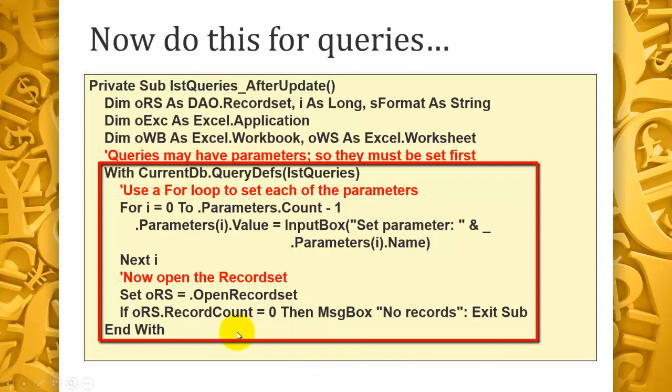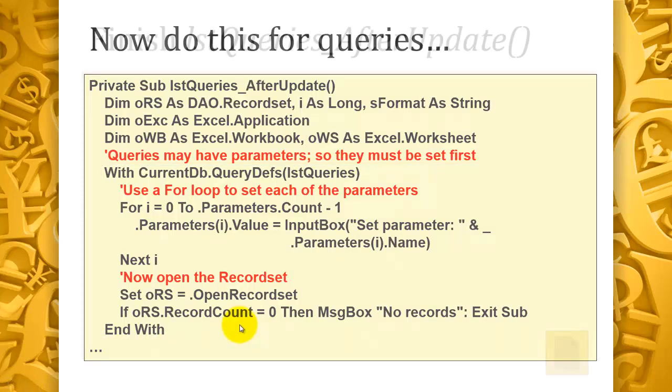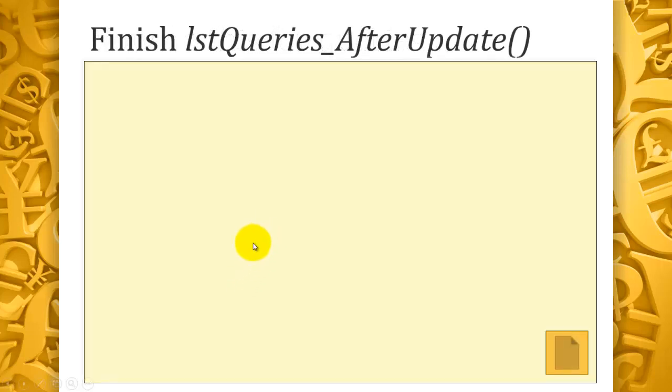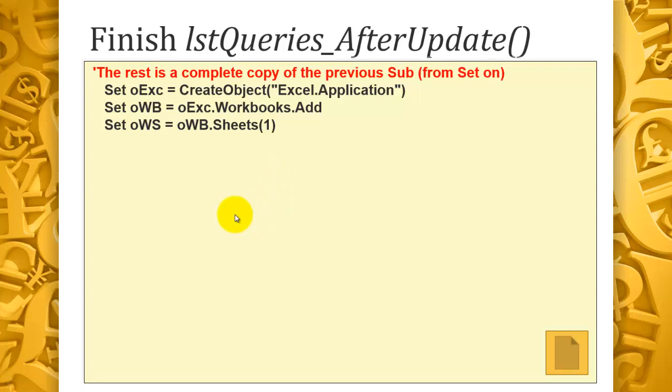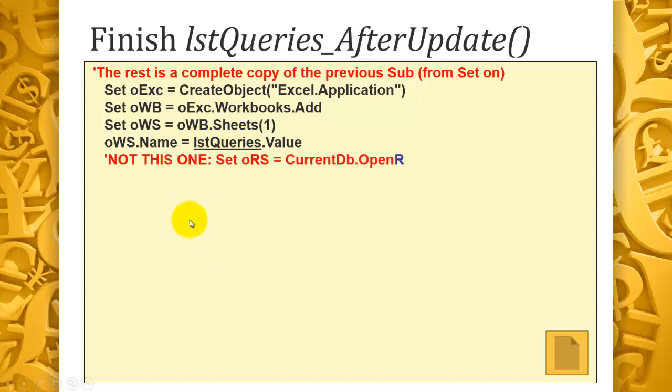If there are records, great, we have to export them to Excel. That's going to be the last part of the code. It's in the same list queries after update. It's actually a complete copy of the previous sub from the set keyword on. The only thing you have to be careful about: make sure that you change list tables into list queries. We are talking now to the right list box. Don't include this one, for we have already opened the record set at the beginning of this sub.